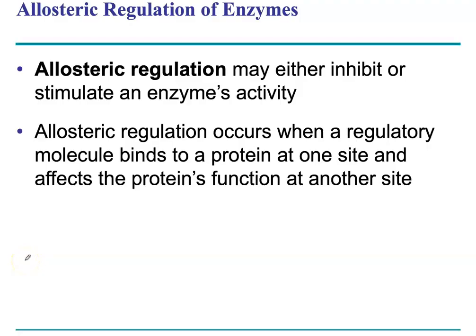Allosteric regulation. Allosteric regulation of enzymes is where the activity of the enzyme is actually affected, either stimulated or inhibited. So it's affected by some sort of a regulatory molecule that binds to the protein at a different site, changing its conformation, changing its functionality, because of which it can either be turned on or turned off.